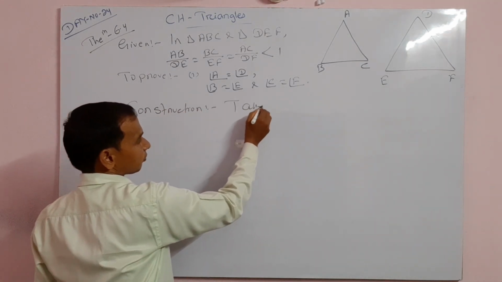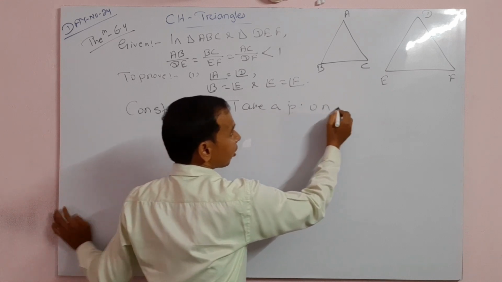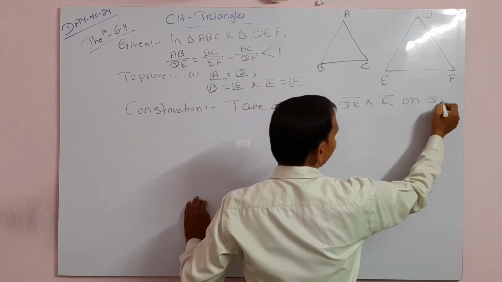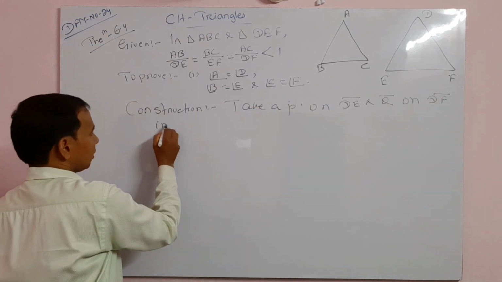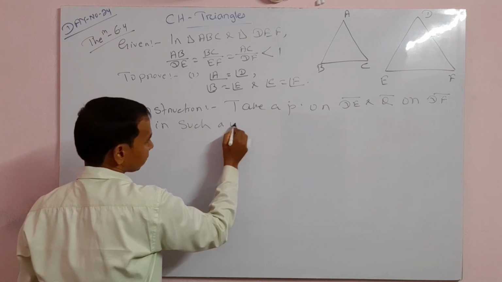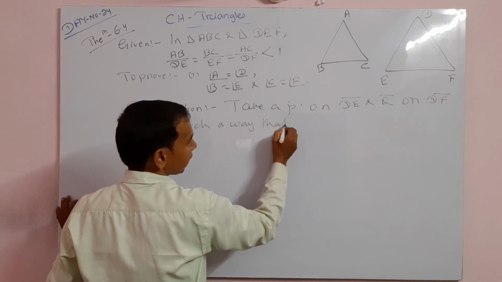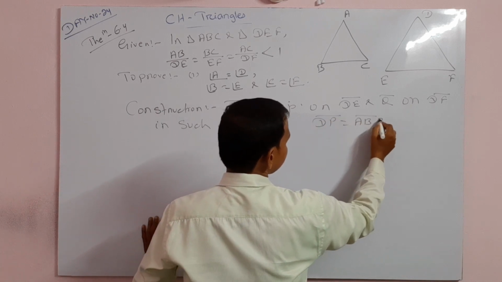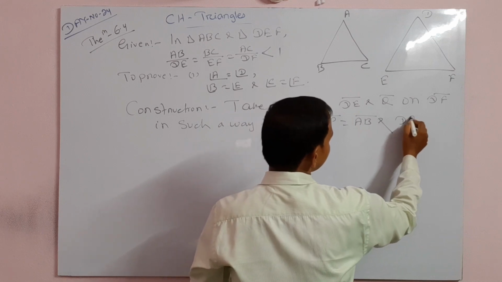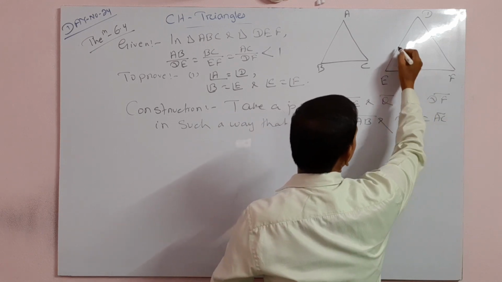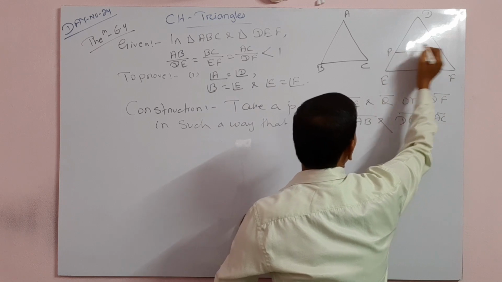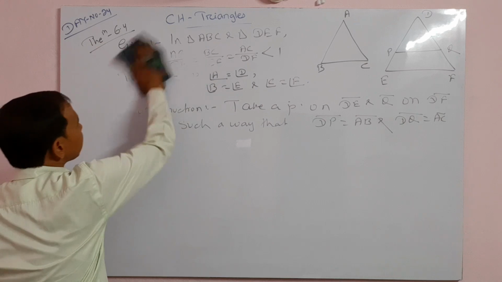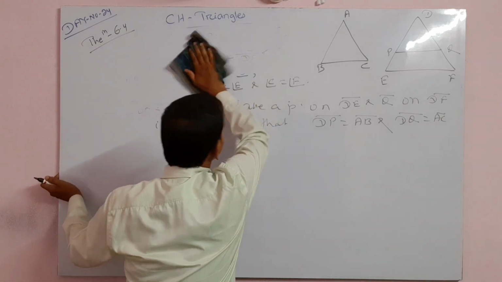Take a point P on DE and Q on DF in such a way that DP is equal to AB and DQ is equal to AC. This one P, this one Q. Given complete, to prove complete, construction complete. Then come to the proof.